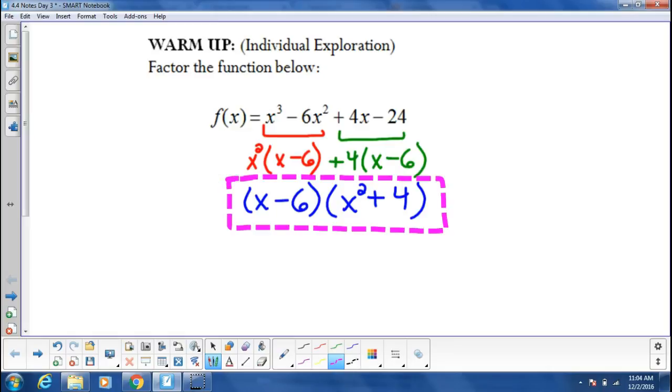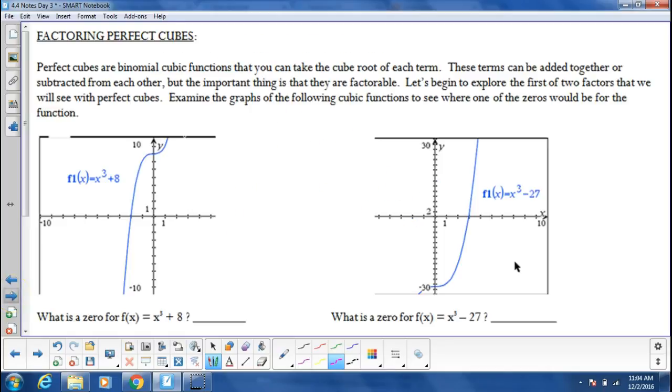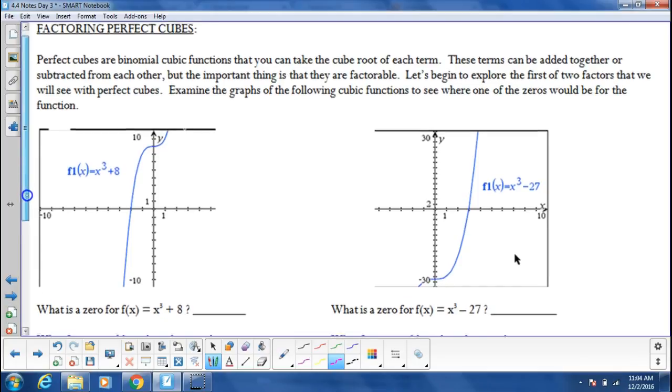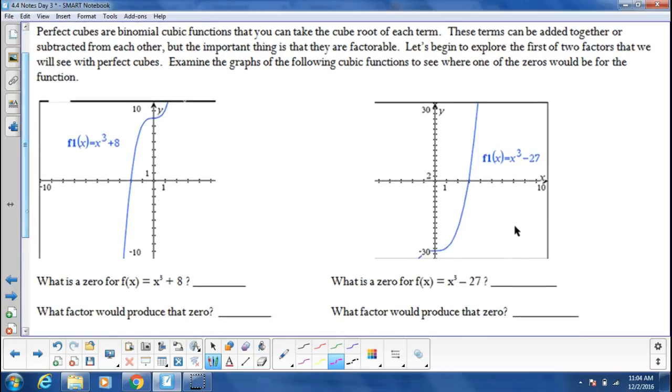Fantastic. Okay. Now, today we're going to explore the 6th way, which is factoring with cubics. Okay? Perfect cube factoring today. So, what I would like you to do now is look at those two graphs and answer these questions down here at the bottom. Okay, so what do I know about x cubed plus 8?